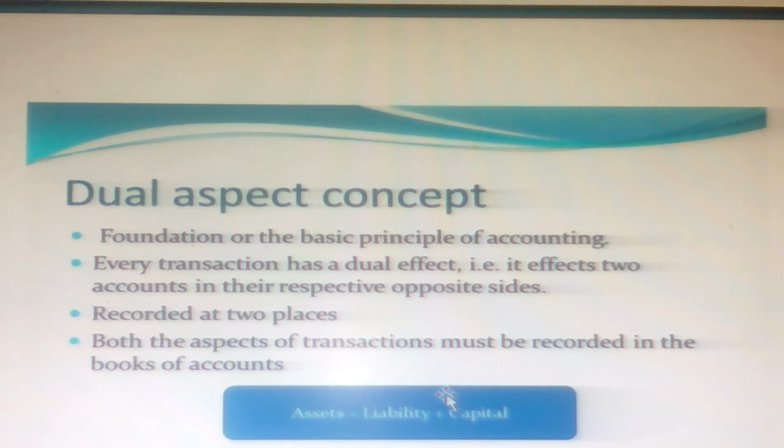Every transaction has a dual aspect. It affects two accounts on their respective opposite sides. Correct? So it is recorded at two places. So both the aspects of a transaction must be recorded in the books of account, like assets equal liability plus capital.